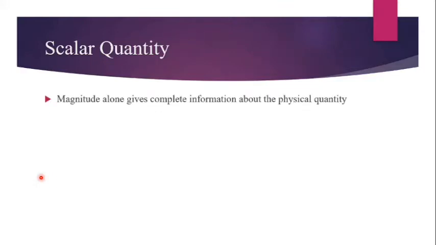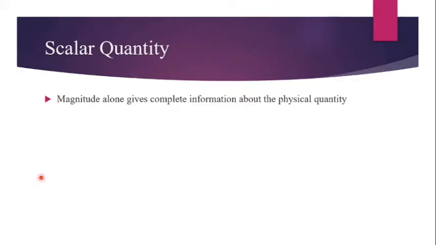Scalar quantity. According to the requirement for the direction, the physical quantities are classified into two types, scalar quantity and vector quantity. What is a scalar quantity then? The scalar quantity is the physical quantity which requires only magnitude for its complete representation. That means magnitude alone gives the complete information about the physical quantity. It is called the scalar here.